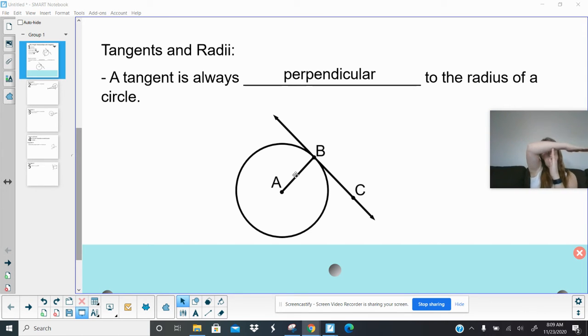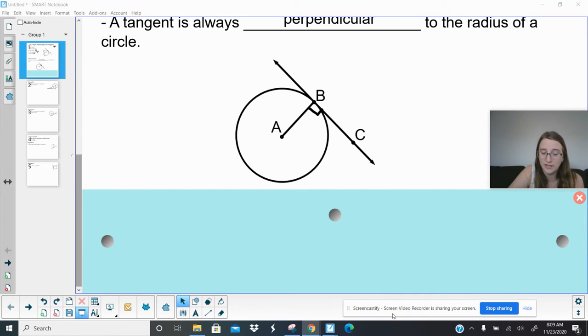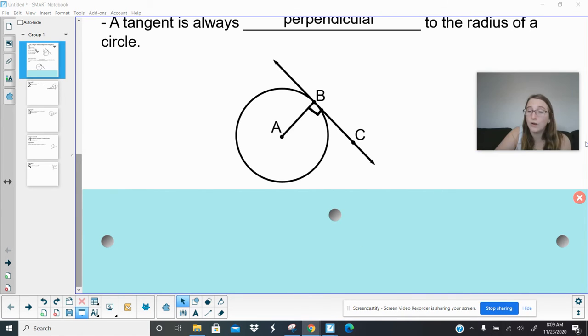They are perpendicular. If we recall way back when, what type of angle do perpendicular lines make? They make a right angle. Perpendicular means we have a right angle where they intersect. So a right angle is right there. Where they touch, we have a right angle. That's perpendicular. Now, what we learned in the last unit was that right angles are special with triangles.